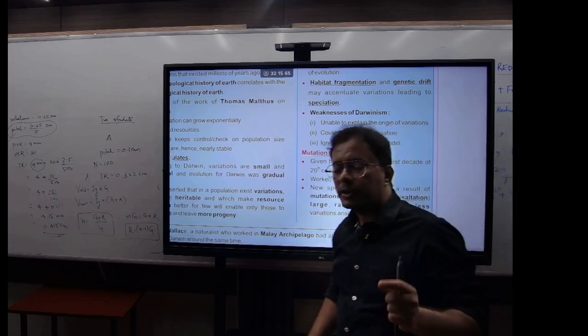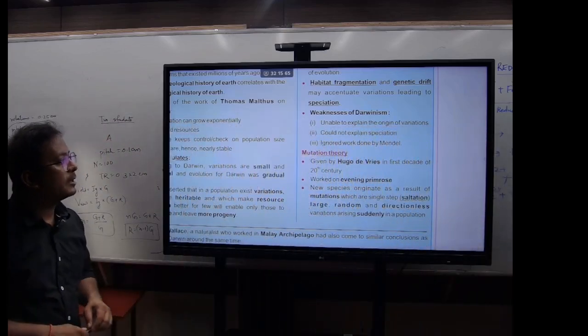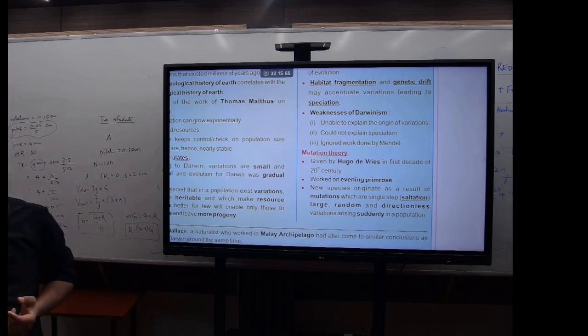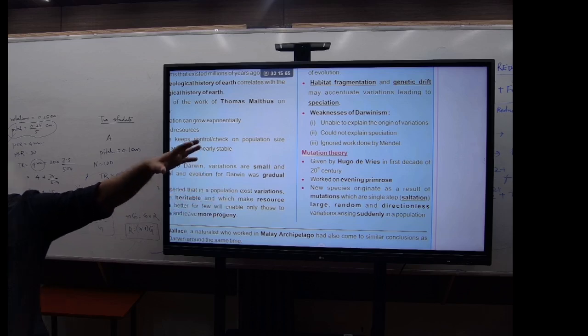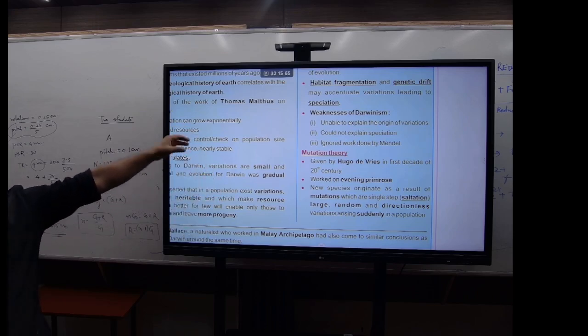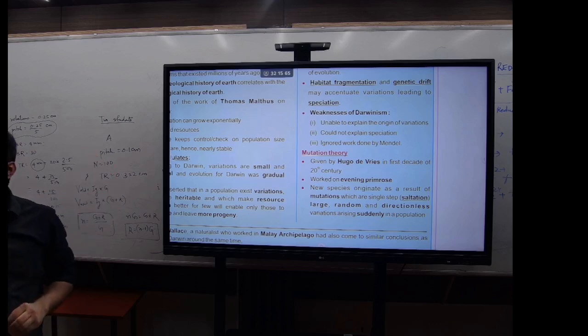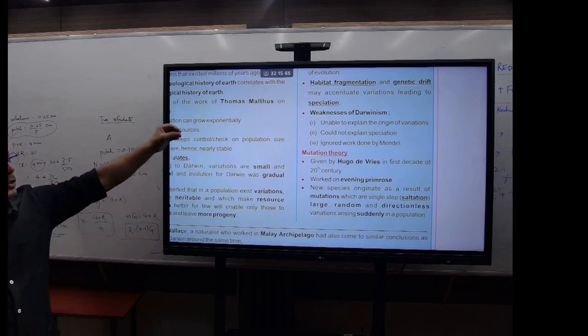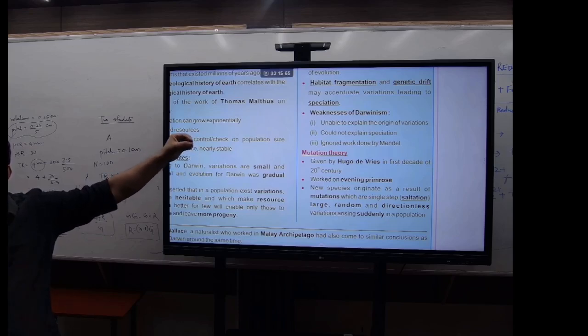Darwin could not explain the origin of variation. He said characteristics and variations are present in the living forms, but how did they actually arise? He has no idea. Second, he could not explain how the species will actually evolve. He spoke of the characteristics, but not exactly the species. And he ignored the work done by Mendel.